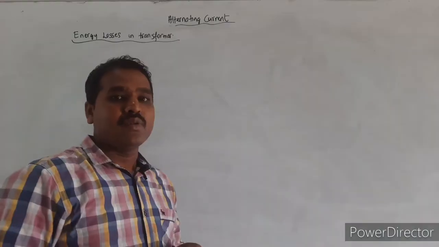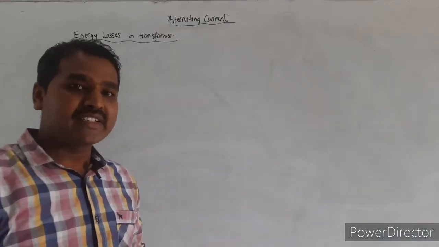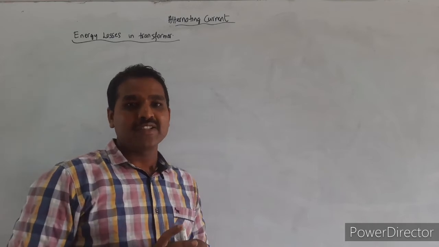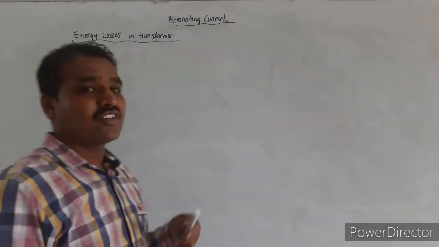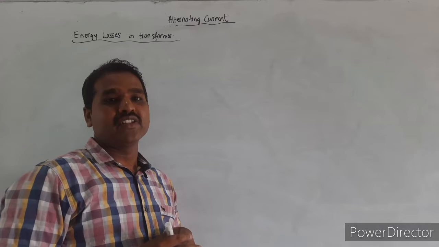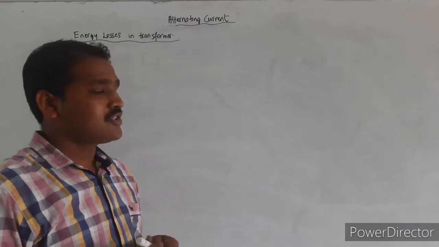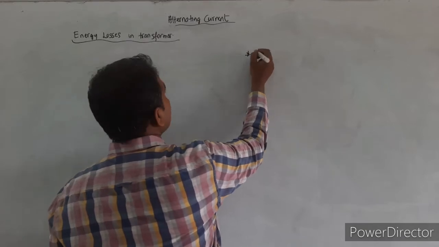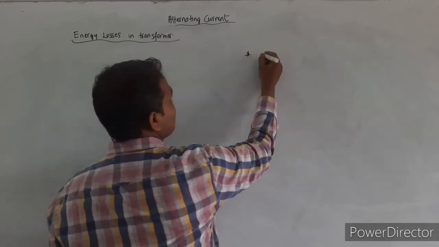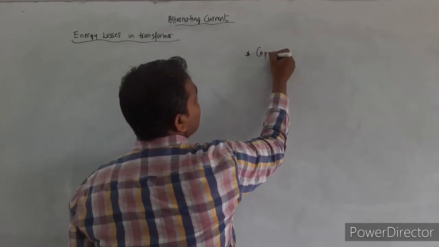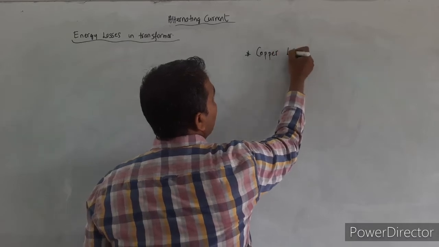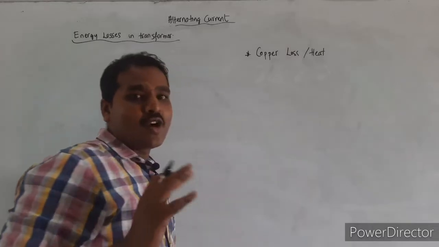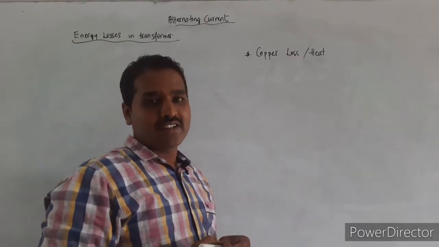Whenever we are transmitting the electrical energy from the power station to long distant places, there are some losses of energy associated with this transmission. So what are the major losses associated here? Those are called the energy losses in the transformer. The major loss is due to copper loss, or the loss due to heating of the copper coils which are used in the transformer.